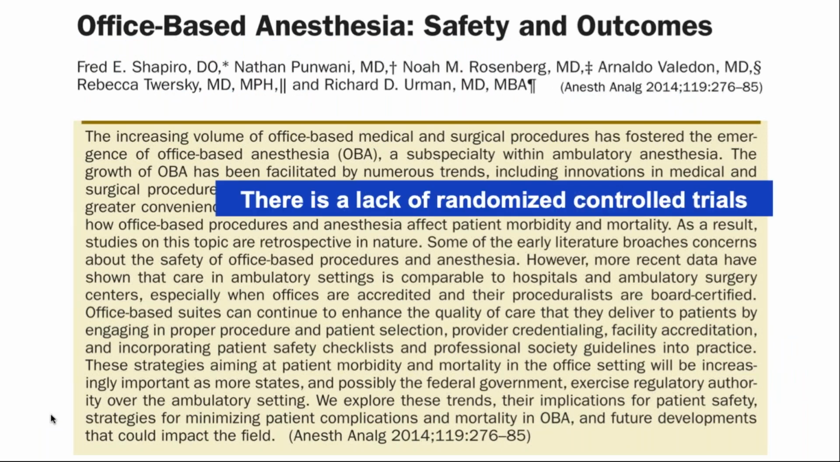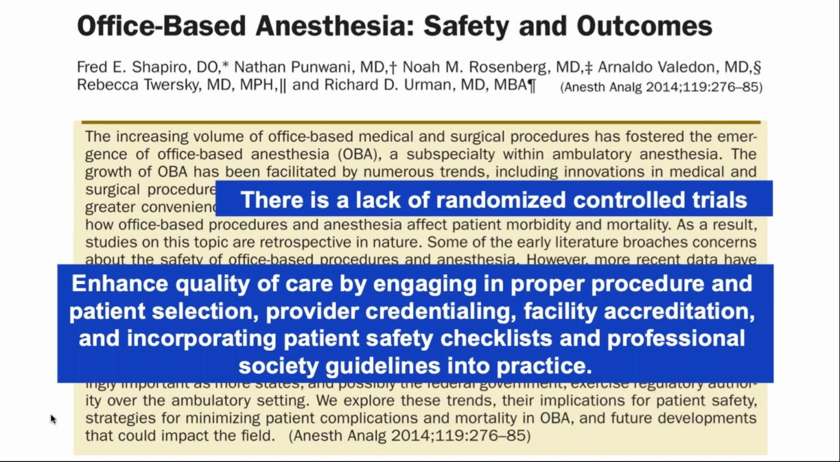In 2014, we got together to establish a benchmarking. It was to look at the literature regarding safety and outcomes in office-based anesthesia. And what we found at that time was that there was a lack of randomized controlled trials. But in our group, we had a consensus opinion that we could increase quality of care by engaging proper procedure and patient selection, provider credentialing, facility accreditation, and incorporating patient safety checklists and professional society guidelines into practice. And these areas are going to guide the next part of the webinar.